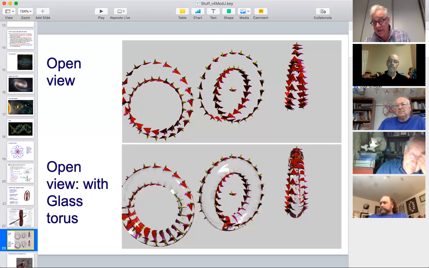And here's exactly the same thing, but what I've done is put a glass torus in each case to show how these things go around a torus. Because it's glass, you see the refraction happening inside. See, it's coming up from the back, it's going around the top, it's coming around the side, it goes through the hole, zoop, and then it comes around again. That's how the flow works.